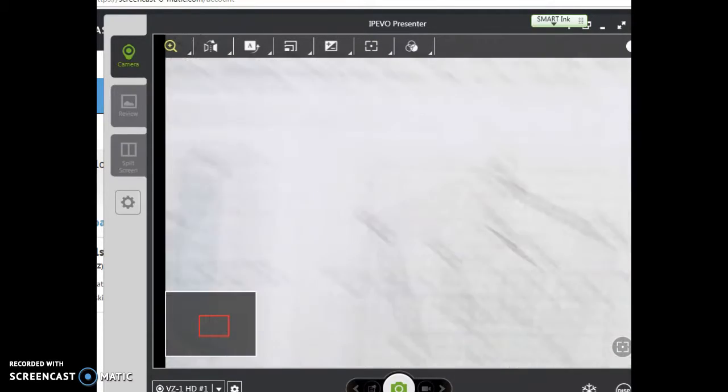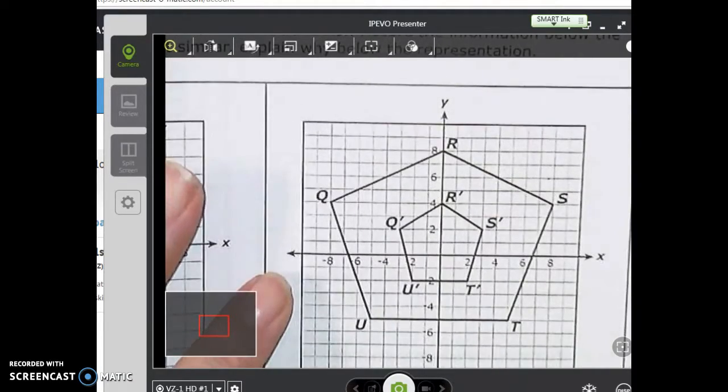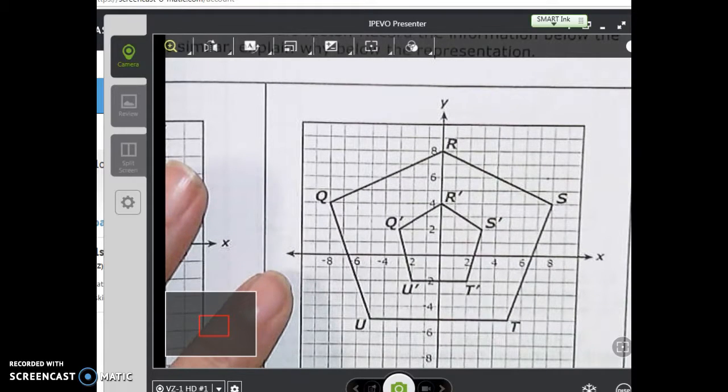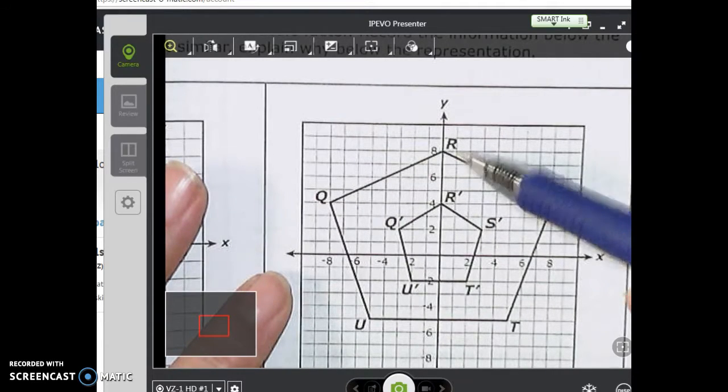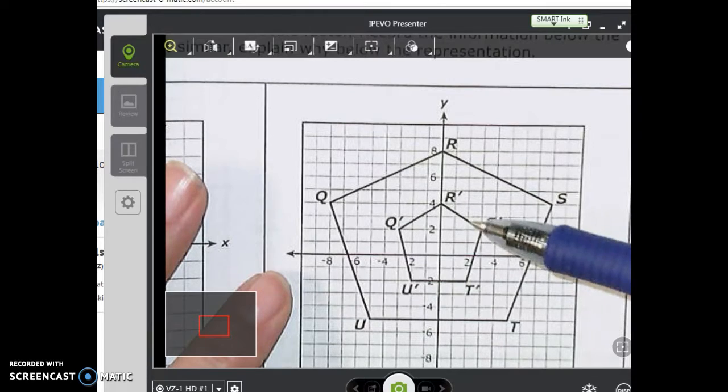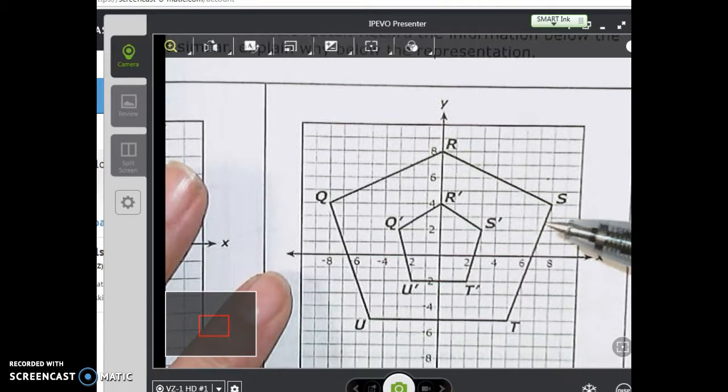Here's my new shape. It's a pentagon. Now the question is, are you making it bigger or smaller? Pick a letter. I picked R. And here's R prime. So this is where you started and this is where you ended. Did you make it bigger? Did you make it smaller? Did you enlarge it or did you reduce it? You reduced it. You made it smaller.